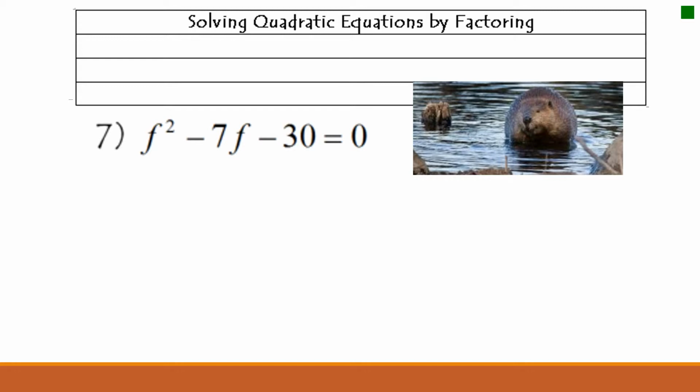To solve a quadratic equation by factoring, step 1 is to have it in standard form: ax squared plus bx plus c equals 0. So it has to equal 0. Step 2 is to factor. You're going to factor using greatest common factor, the big X, grouping, difference of squares.